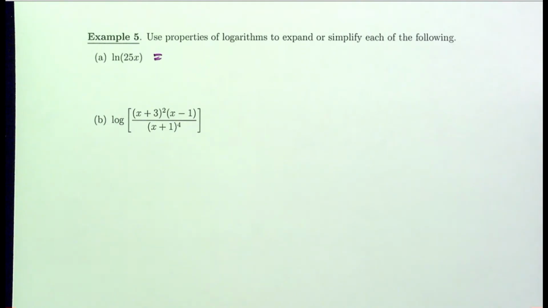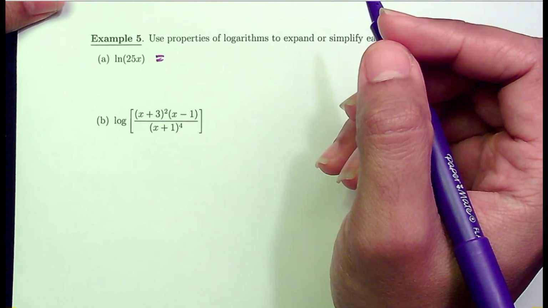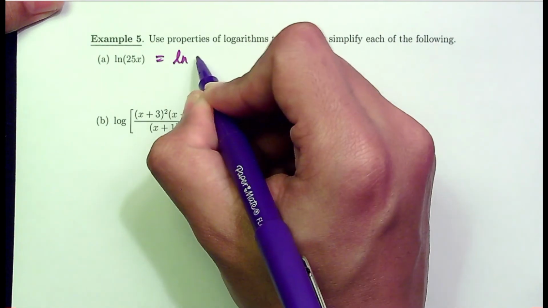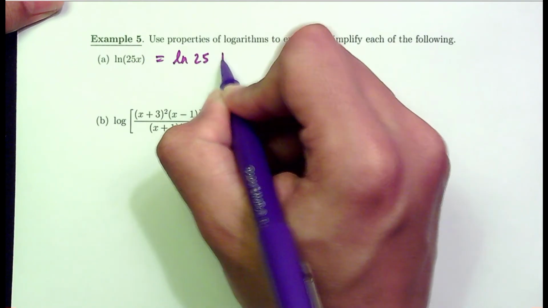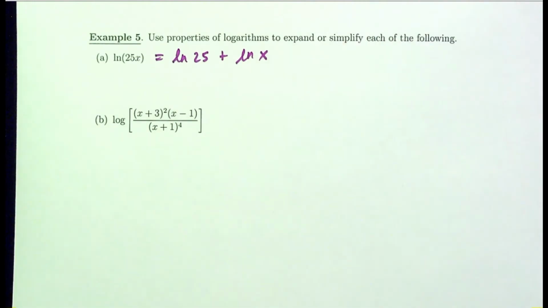So that's a product right there. You multiply 25 by x. So if you have a product, then that becomes a sum of logarithms. So this is logarithm of 25 plus logarithm of x. ln of 25 plus ln of x.